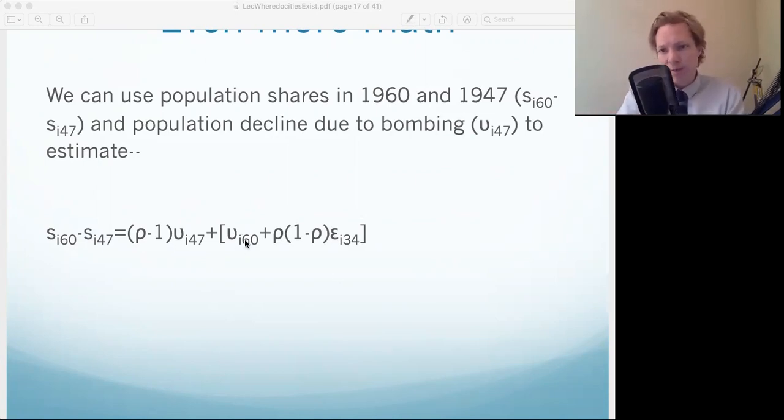Now we can use a regression to estimate what this is. We can regress the change in population on the negative shock to get an estimate for this coefficient, which will then tell us what rho is. If you're not familiar with regressions, basically they fit a line to data. If we have this data and this data, we can estimate the line of best fit, and this will be the slope of that line. Basically, we can use statistical techniques to estimate this.